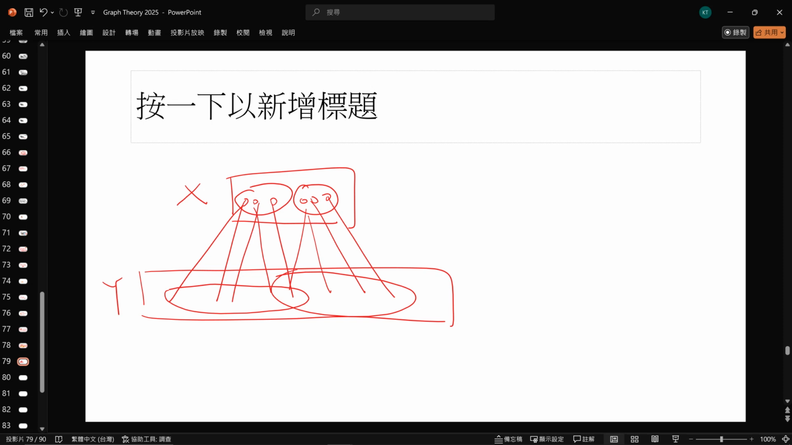So the informal statement will be like, if for every subset, the set has enough neighbors, it has many neighbors, then we can always find a matching that saturates X. So this is what we're going to prove next.